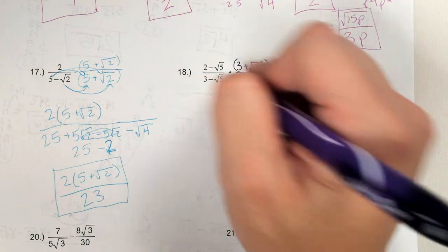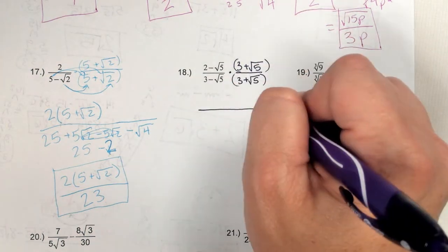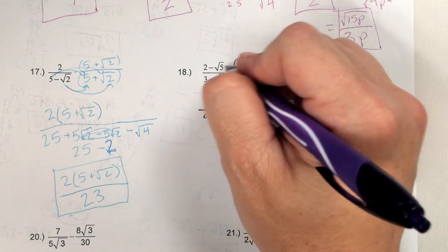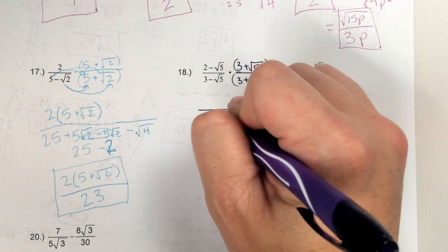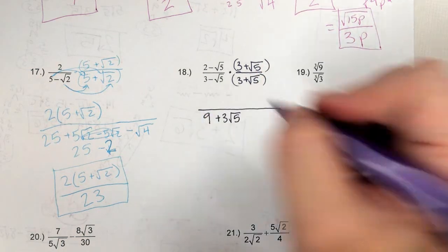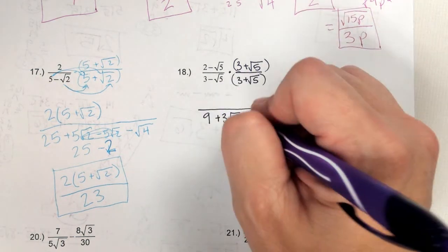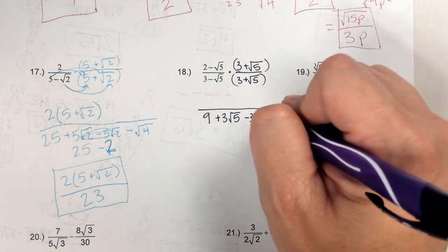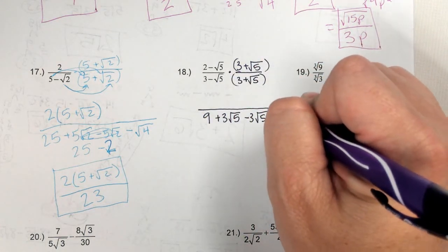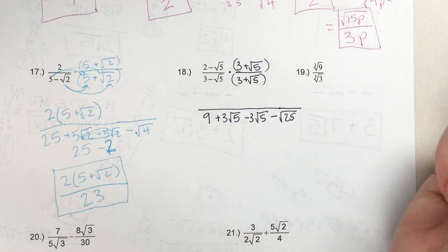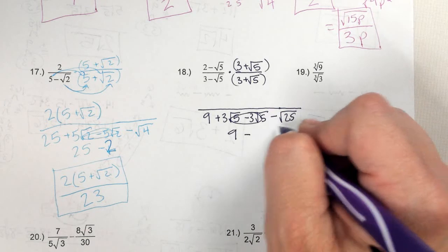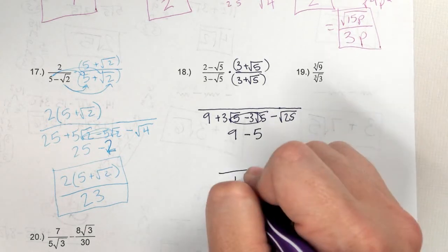Okay, so we are going to double distribute. I always do the bottom first. 3 times 3 is 9. 3 times the square root of 5 is 3 square roots of 5. Negative square root of 5 times 3 is negative 3 square root of 5. Negative square root of 5 times positive square root of 5 is negative square root of 25. Which these cancel, which is what we wanted. We're left with 9 minus 5, which leaves me with a denominator of 4.